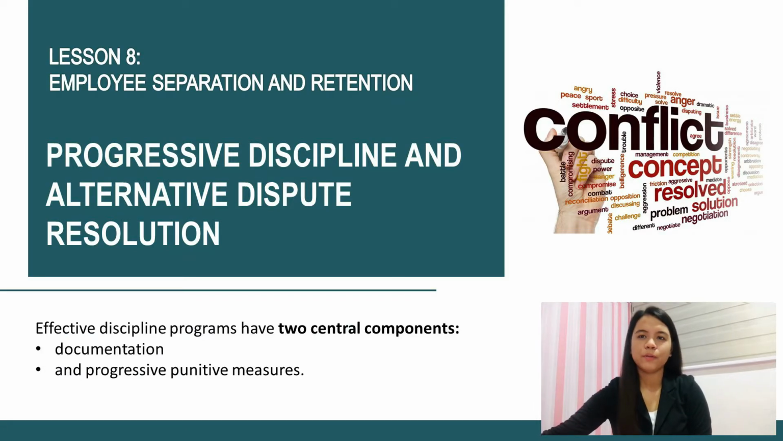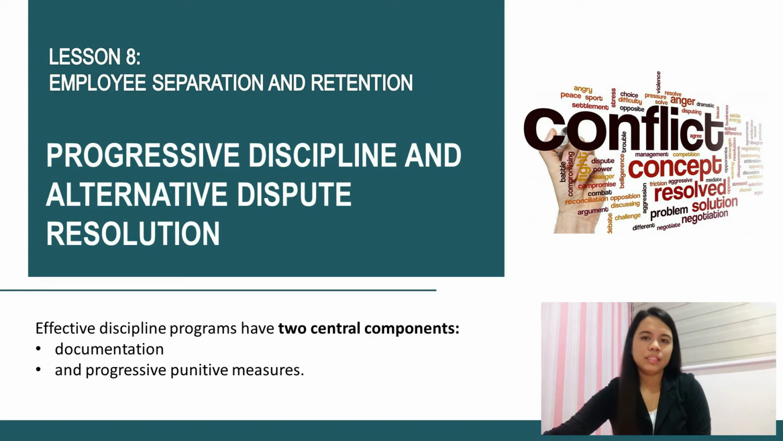Next topic, we have progressive discipline and alternative dispute resolution. Except in the most extreme cases, employees should not generally be terminated for a first offense. Rather, termination should come about at the end of a systematic discipline program. So why do we need effective discipline programs? An effective discipline program is beneficial to both the employer and employee. It helps employees correct any shortcomings with the goal of becoming a valuable, contributing member of the workforce.